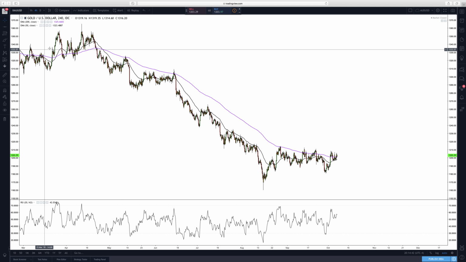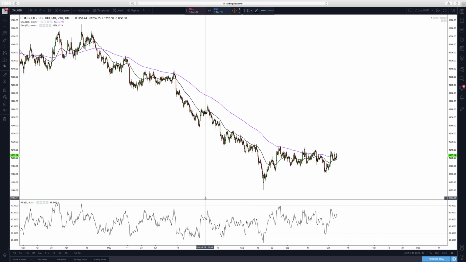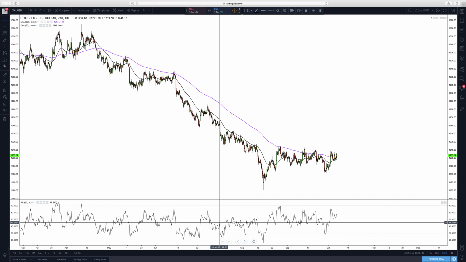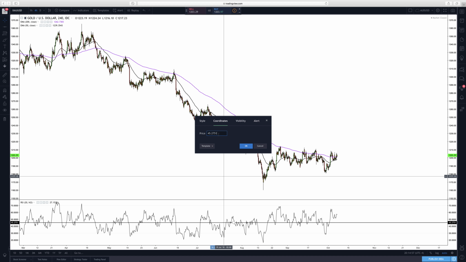Next thing we're going to do is grab our horizontal line tool. We're going to click that once, then scroll down to our RSI and click just once anywhere right around here, and then right click the horizontal line. We're going to click settings, go right up to coordinates, and click on price. We're going to erase that and replace it with 50, and click OK.